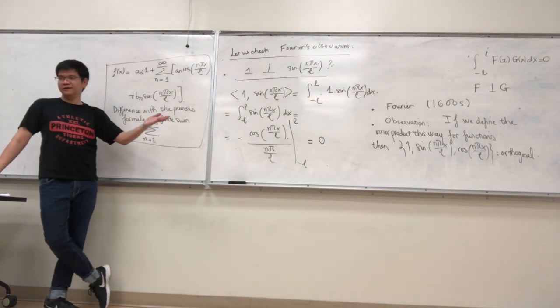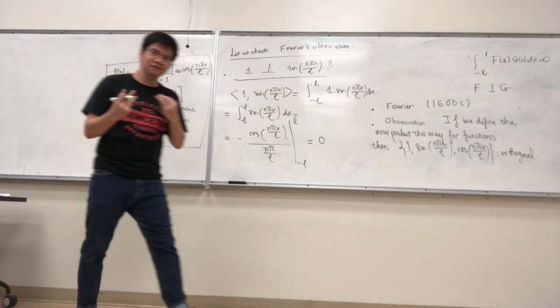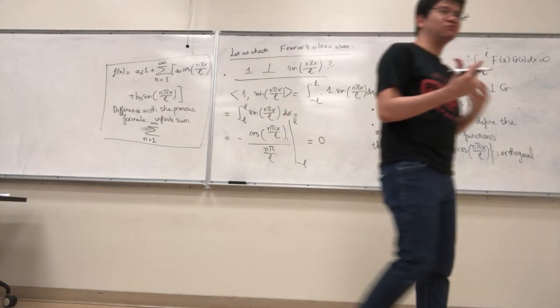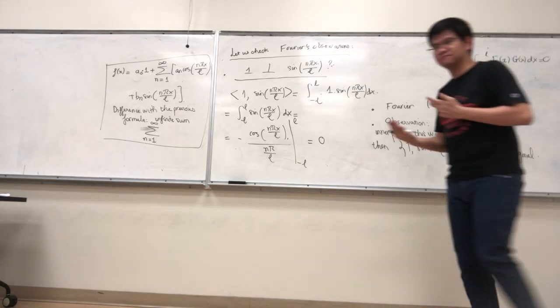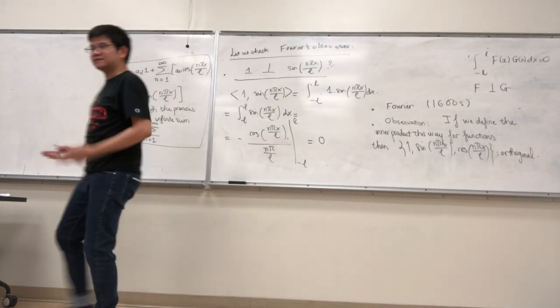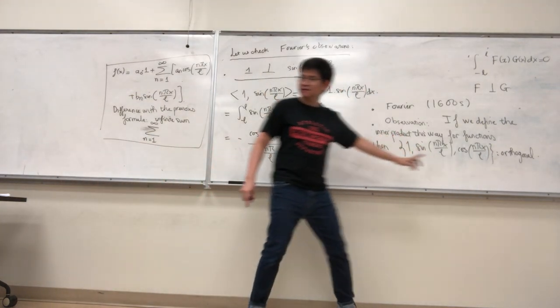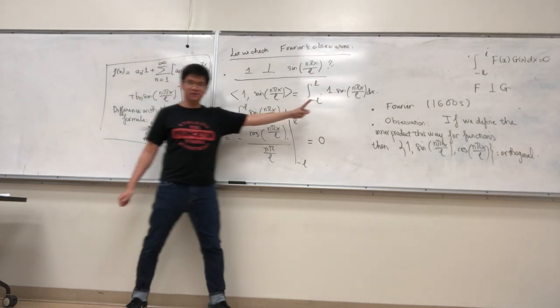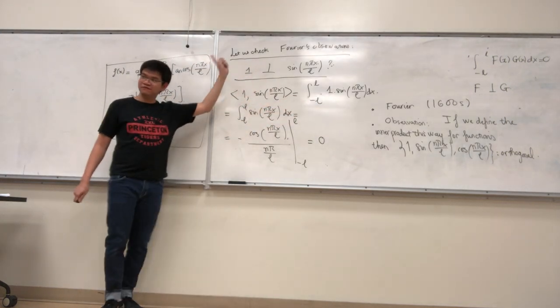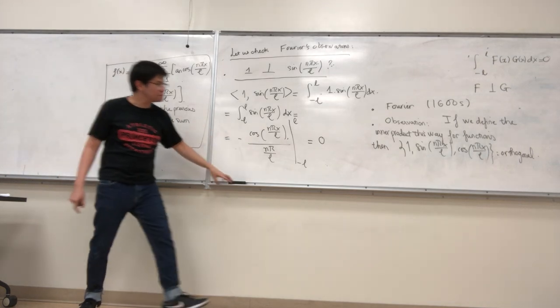So he defined an inner product. He tried to generalize the idea of the d-dimensional vector space to periodic functions, and he defined this inner product, which seemed to be a miracle, but it works in the sense that if you pick this set, they're orthogonal. So we multiply one with sine, integrate using the definition of Fourier, and then you get zero. So let us continue to check his claim.